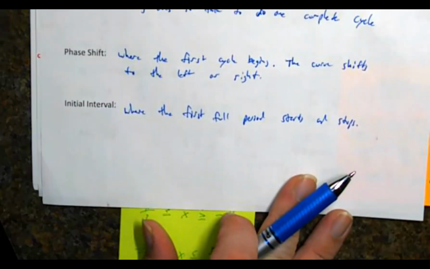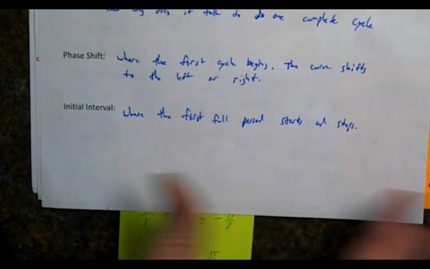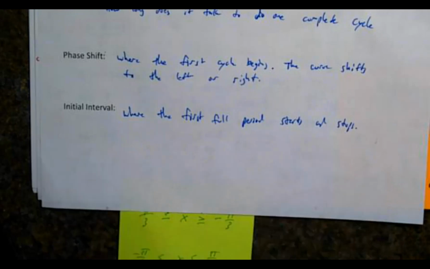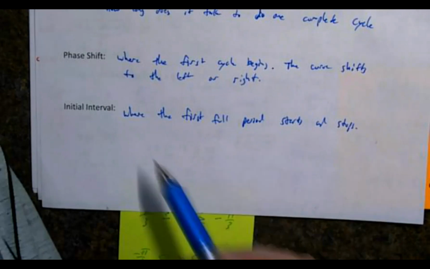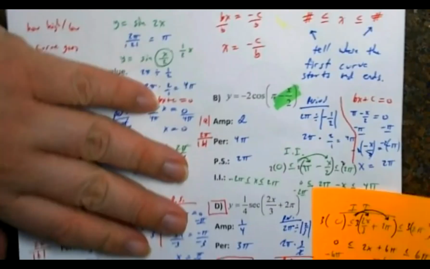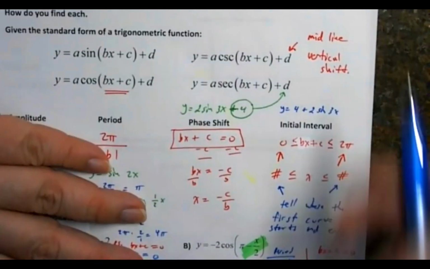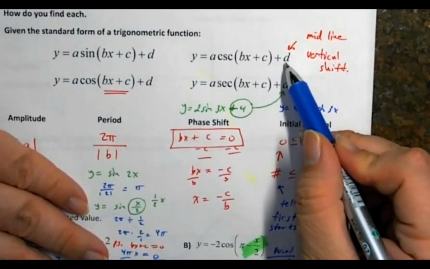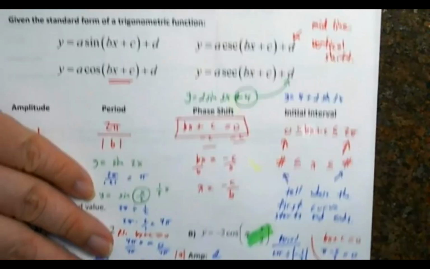Phase shift. Does the graph slide to the left or to the right? So it's a transformation left or right. That's all it does is tell you where it starts. The initial interval tells you where the first point and the last point are of the initial interval. That first full cycle, where does it start and stop? And the midline is responsible for a vertical shift in the function. If there is a d value, that whole graph would shift up and you'd oscillate about that line, whatever the amplitude is.